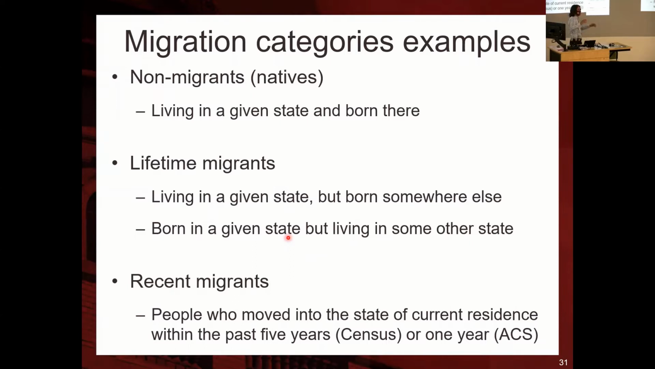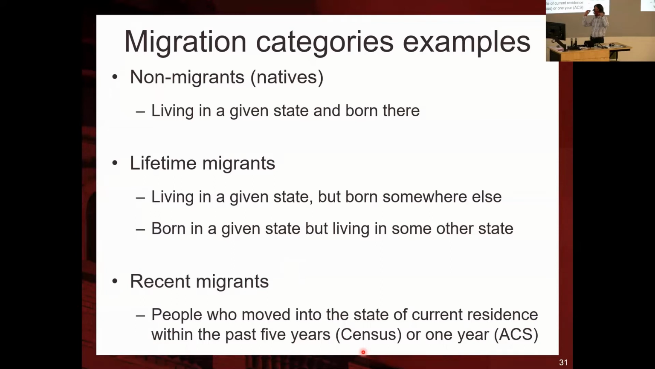And I'm capturing here what I'm calling lifetime migrants, people who were born in a specific state and now live somewhere else. And that person, I'm saying, okay, that person is a lifetime migrant. But I can refine this information by also estimating this other subgroup of recent migrants: people who moved into the state of current residence within the past 5 years, if I'm using census data, or within the last year, if I'm using ACS data.